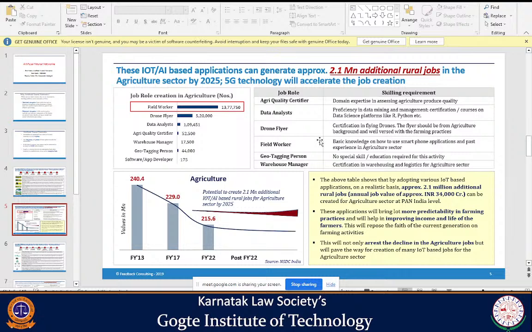Now in agriculture, for the quality factor, domain expertise is required for assessing agriculture product quality as well as price. They can also find what data mining they are going to use in management and certification. Across the market in 2022 and 2023, almost all applications are going to use artificial neural networks.